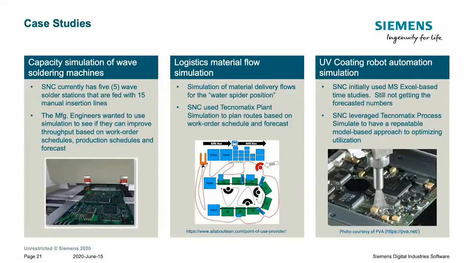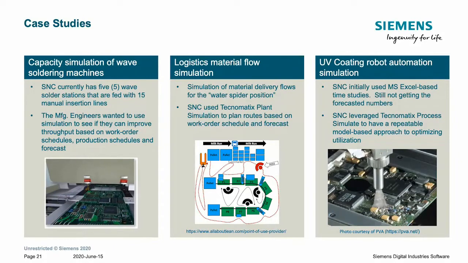So we ran 3 different case studies at SNC. The first one is a wave soldering machine simulation. They have 5 wave soldering stations that are fed with 15 manual insertion lines. Their current planning model doesn't really account for peak loads and conveyor speeds and capacity variances based on work orders that come in. And the planners do the best they can based on their understanding of what the machines can do. So the manufacturing engineers wanted to use simulation to see if they can improve throughput.